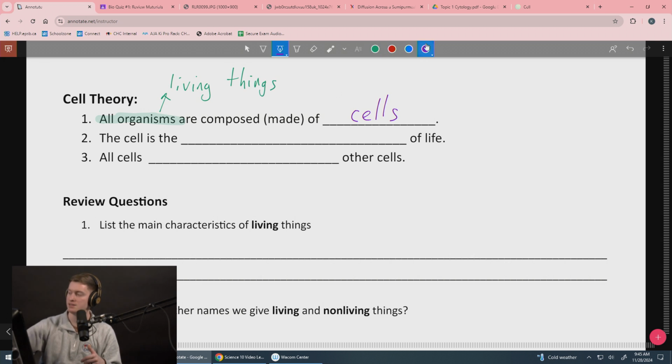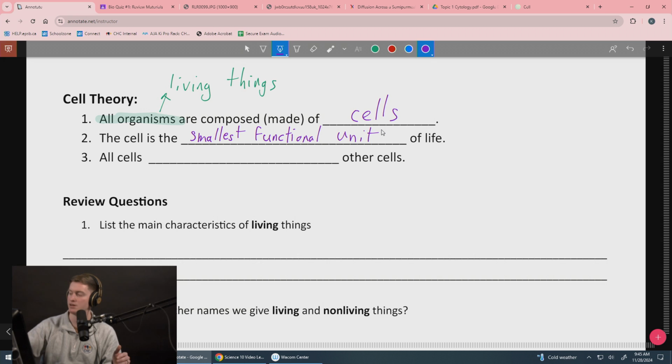And the cell is the smallest functional unit of life. What that means is if you go smaller than a cell, then it's not living anymore. The cell is the smallest you can go for a living thing. The cell is the smallest functional unit of life according to cell theory. All organisms are made of cells. The cell is the smallest functional unit of life. You can have one cell and you're still living, but you need at least one cell.